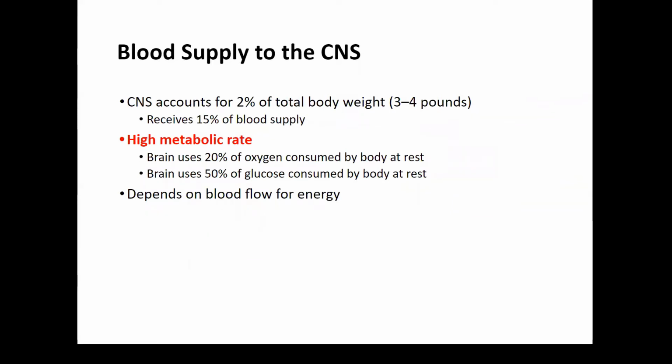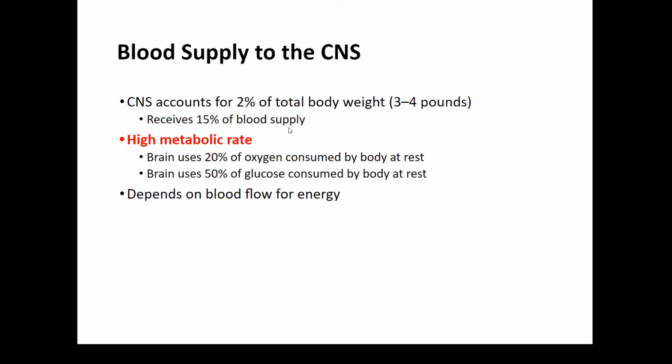So the central nervous system accounts for, to me, a surprising amount of body weight, but it's really a very small amount of your body weight in total. So it's 2% of the body weight, but it gets 15% of the blood supply. So in terms of its size versus its importance, it's much more important than it is big. It also has a really high metabolic rate.